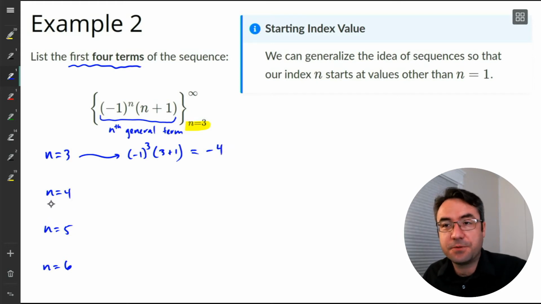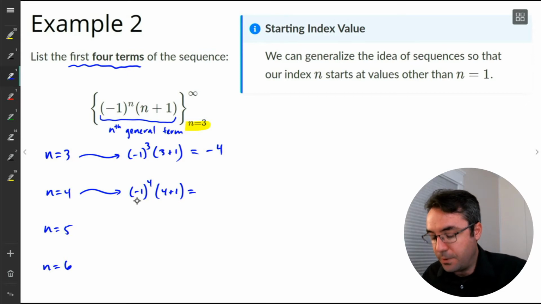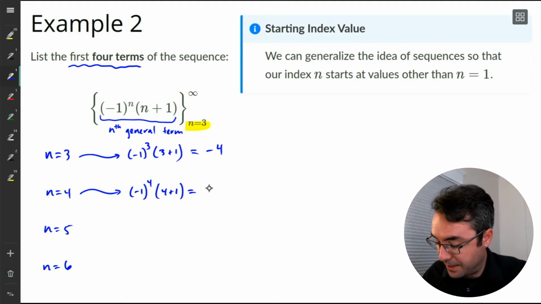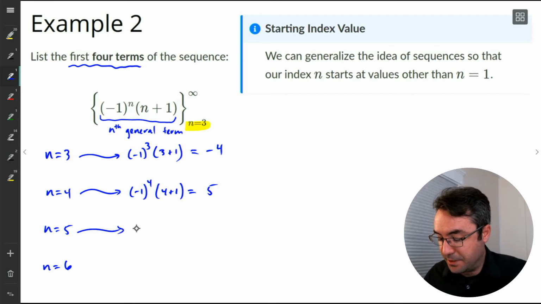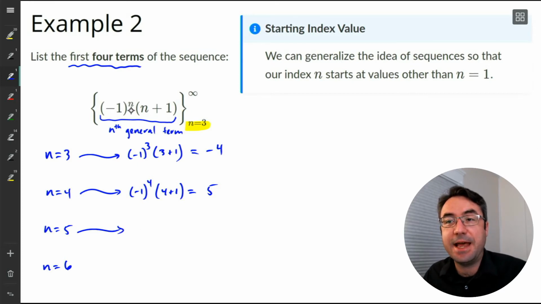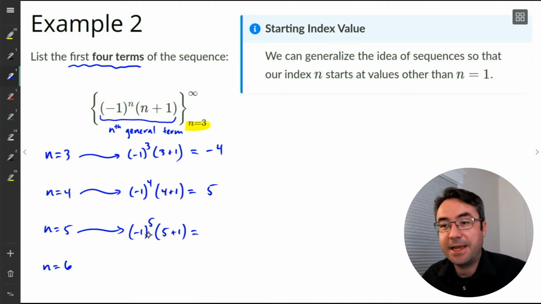Let's go to the next one, n equals 4. Plug that in. We get negative 1 to the 4th times 4 plus 1. Negative 1 to an even power is positive. So we just end up with positive 5. Do the same. N equals 5. Wherever we see an n, plug in 5. So we end up with negative 1 to the power 5 times 5 plus 1, which now, negative 1 raised to an odd power is negative again. So we're back to negative. So we end up with negative 6.